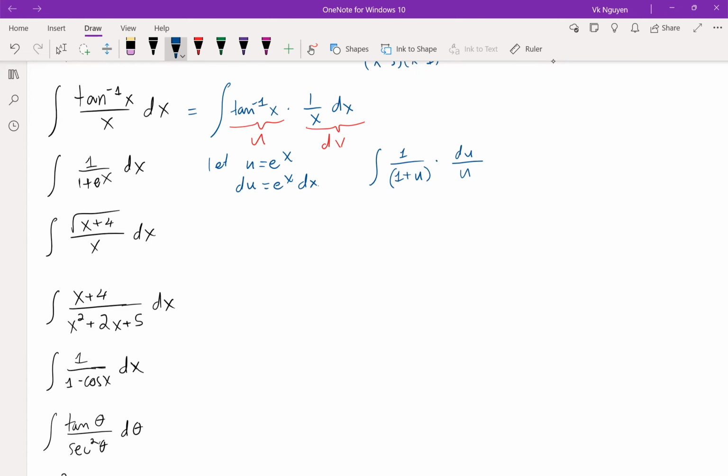Oh, what is this one? In the bottom is a product of two linear factors. So the next step to do is integrate using partial fraction.